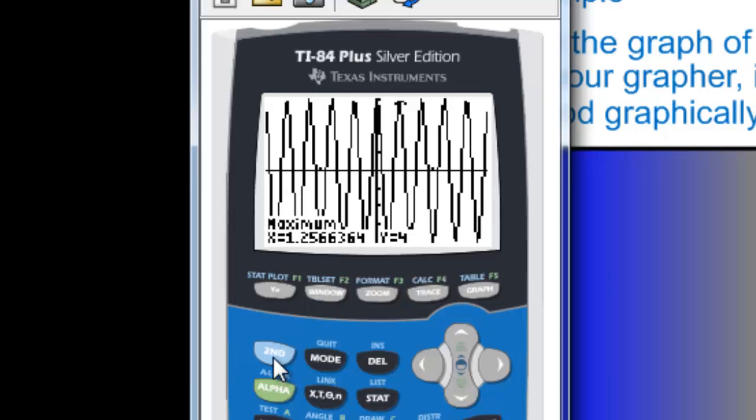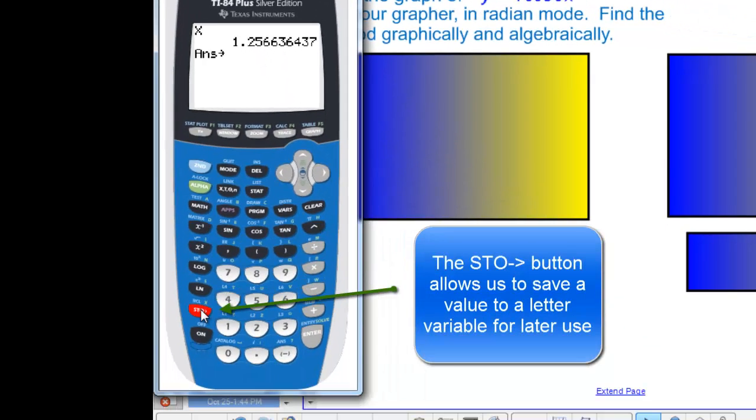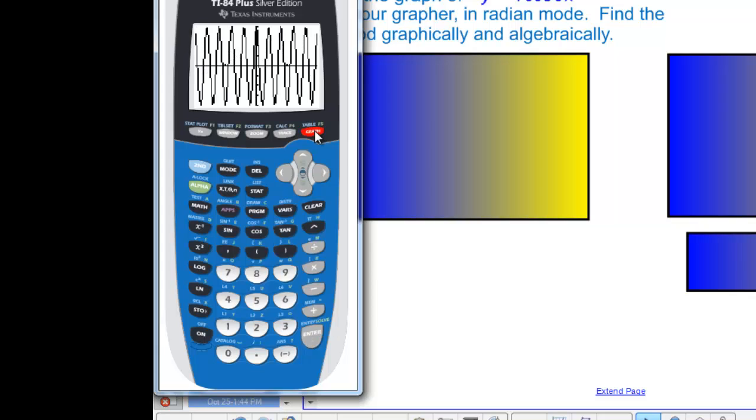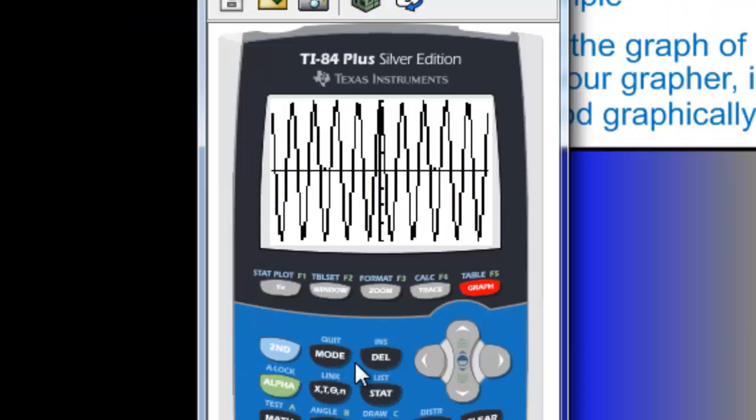Now, I'm going to take that value that's stored as x. If I type x right now, you'll see that that's the value that's being stored in the variable. I'm going to take that and store it in another variable that I'll call A, and go back to my graph now that I've saved that information, and I'm going to find where that second maximum is, to the right of my first maximum.